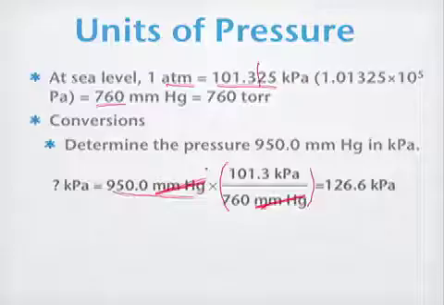Now, does that make sense? Absolutely. 950 millimeters of mercury is about 1.25 atmospheres, just judging by looking at it. And then 126.6 kilopascals is also 1.25 atmospheres.